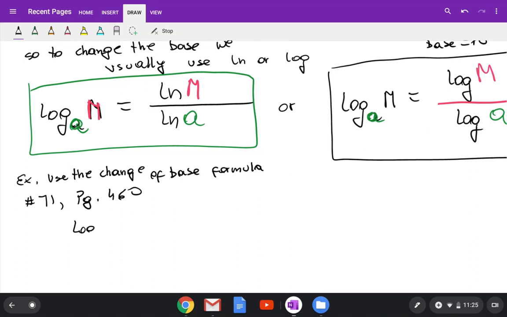You have logarithm base 3 of 21. So how am I going to do it? I'm going to use natural log. So I'm going to rewrite that as ln of 21 over ln of 3. And on a calculator, you would just type ln 21 divided by ln of 3, and that will give you about 2.771.